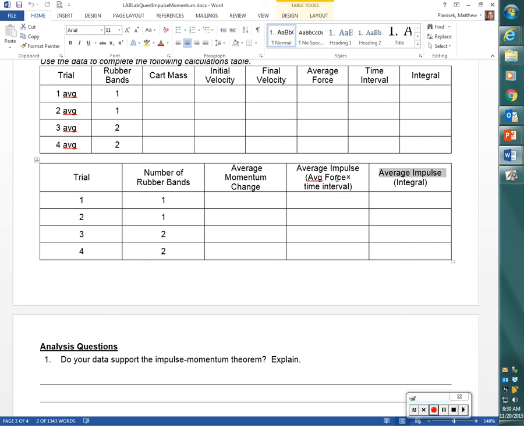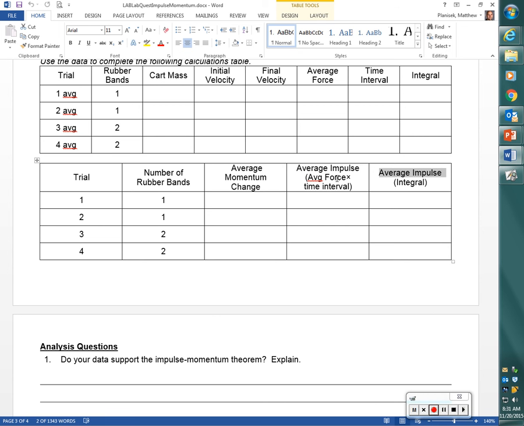That close is good. I mean, we're not going to be exactly the same, right? Because we're dealing with measurements, we're dealing with some of those uncertainties, all that stuff. Close is good. Okay? The other thing it asks you to look at is trial 1 and trial 3, where you used 1 rubber band versus 2 rubber bands.